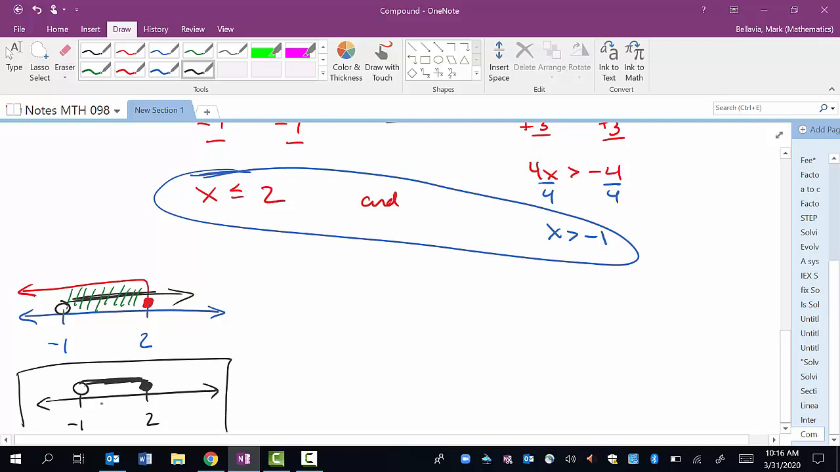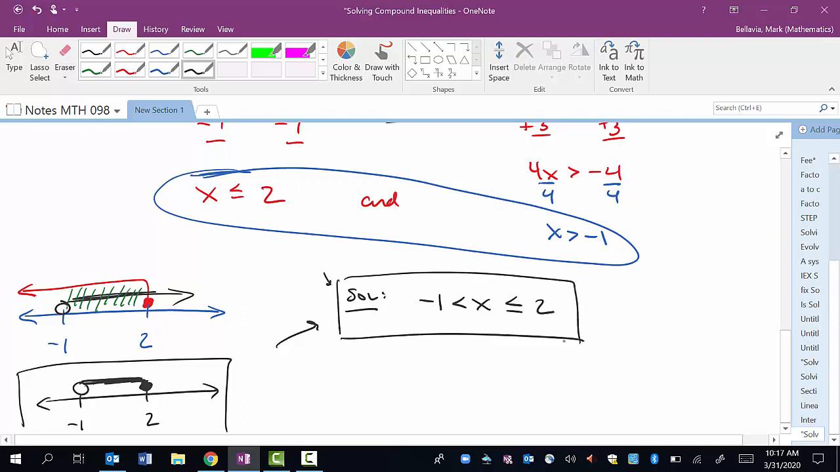But this tells me I can write this in a more compact way than what I have written here, right? X is less than or equal to 2, and x is greater than -1. What this really shows is that my solution is everything starting at -1 up to 2. The way you write this as a compound inequality is that the x values are what's in the middle. All the x values that satisfy the original problem are what fall in between. So I could write this starting from left to right as -1 is less than x is less than or equal to 2.